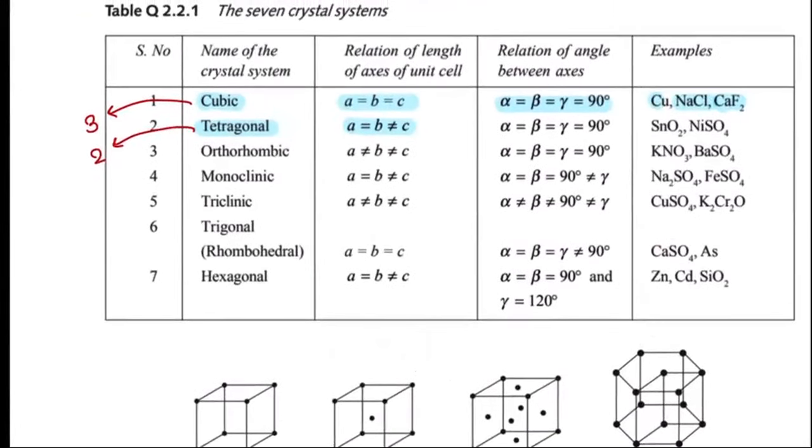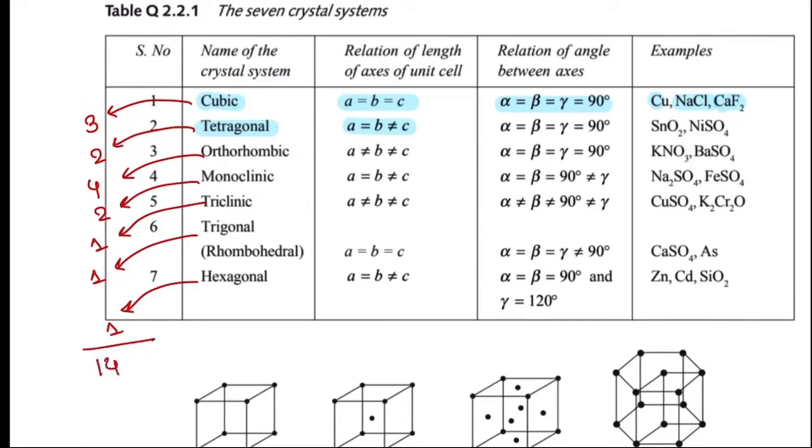In orthorhombic we have four, right? Monoclinic, we have two. Triclinic, we have one only. Trigonal, we have one only. And hexagonal, we have one. Okay. So 1, 1, 2, 3, 5, 9, 12, 14. So this is the 14. Right? These are the 14 Bravais lattices.